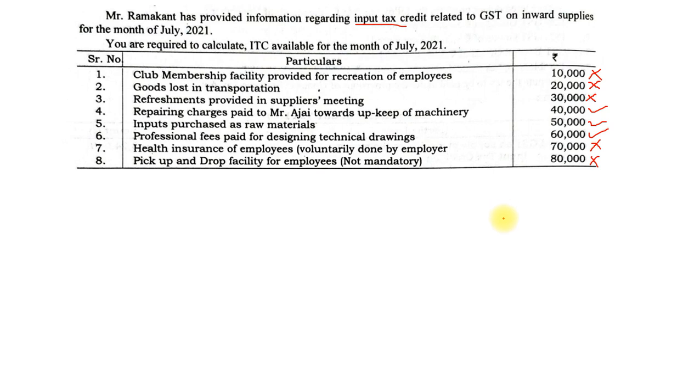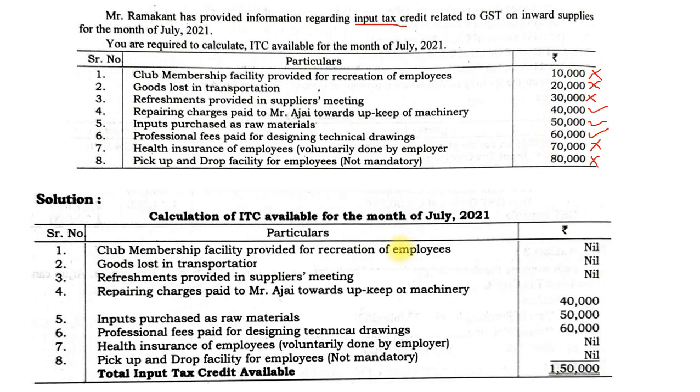Now, in order to solve it, you just have to note down those itemized particulars. Wherever we have put the cross, those are not availed under ITC, so we'll write nil, and whichever are tick marked will be the values. So this is how your solution should look.